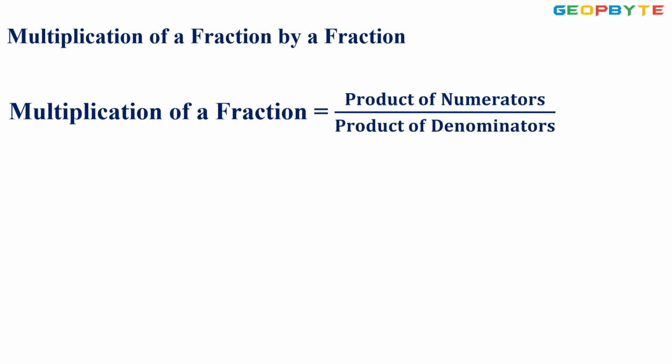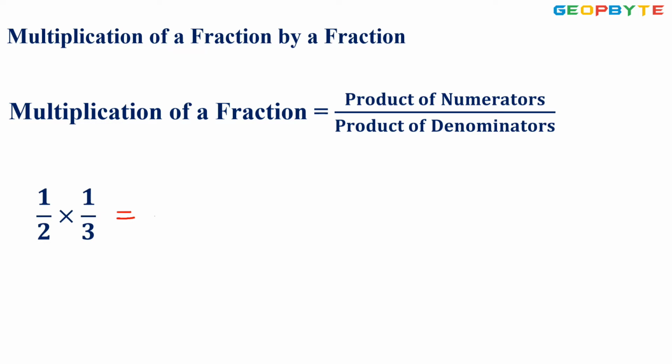Now let us see multiplication of a fraction by a fraction with an example. Let us consider we are having two fractions. One is 1 by 2 and one more is 1 by 3. In order to perform the multiplication of these two fractions, we are using the formula: first of all, we need to find the product of numerators. After that, we need to find the product of denominators.